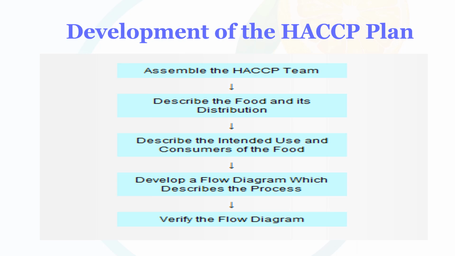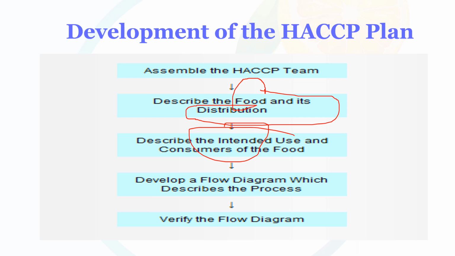First, we have to assemble the HACCP team, which may comprise technicians, researchers, and auditors. Then we have to describe the food and its distribution, which class of consumers it is for, whether children, adults, youngsters, or old age people. This is told to the HACCP team, and then also the intended use.